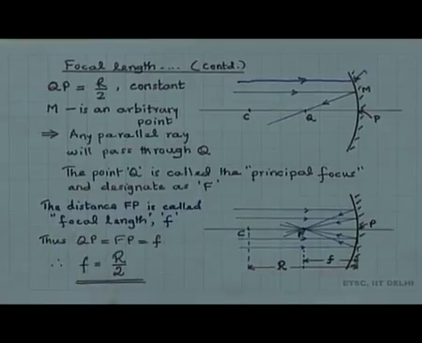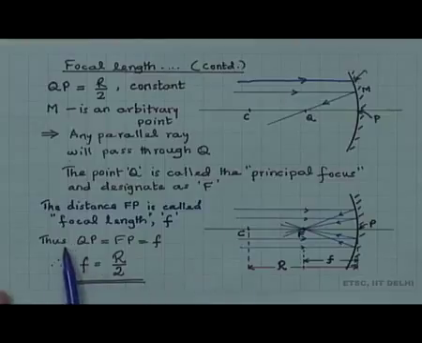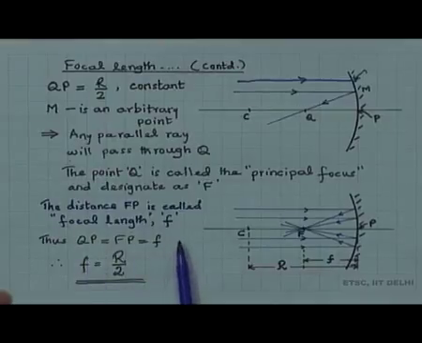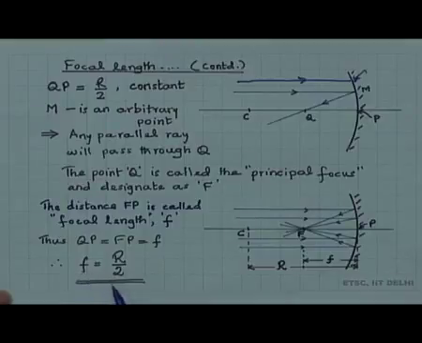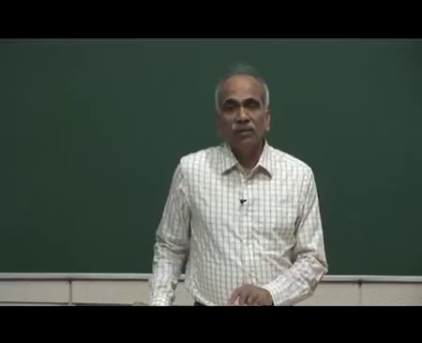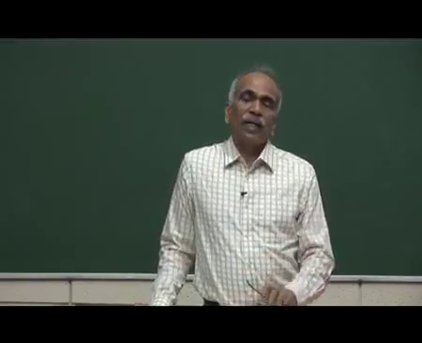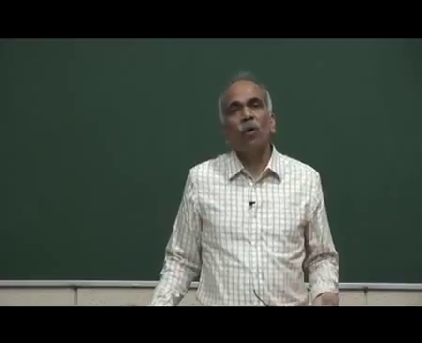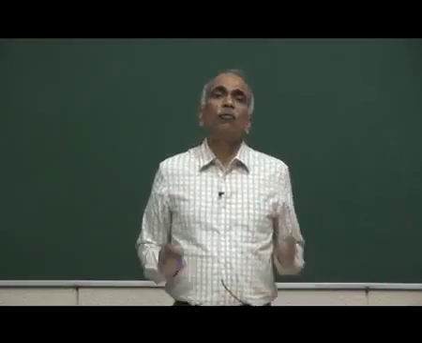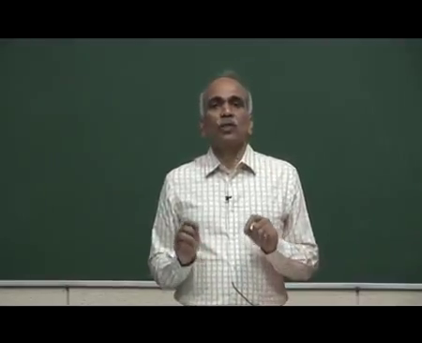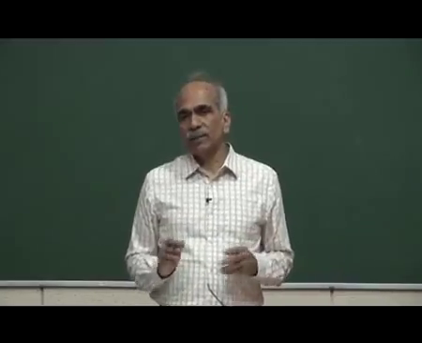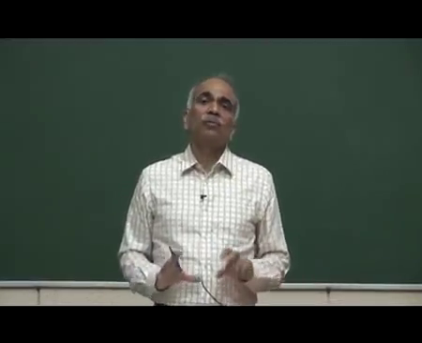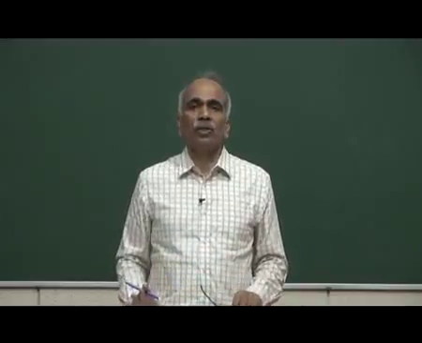The distance FP is called the focal length f, and therefore what we have shown is QP as R by 2. So, QP is equal to FP is equal to f, or what we have shown is f is equal to R by 2. So, in this small derivation, there are 2 points which we have shown: that all parallel rays converge to a point which we call F, the principal focus, and the focal length FP is equal to R by 2, where R is the radius of curvature of the spherical mirror, all under the paraxial approximation, or when we consider small aperture, this relation holds good.